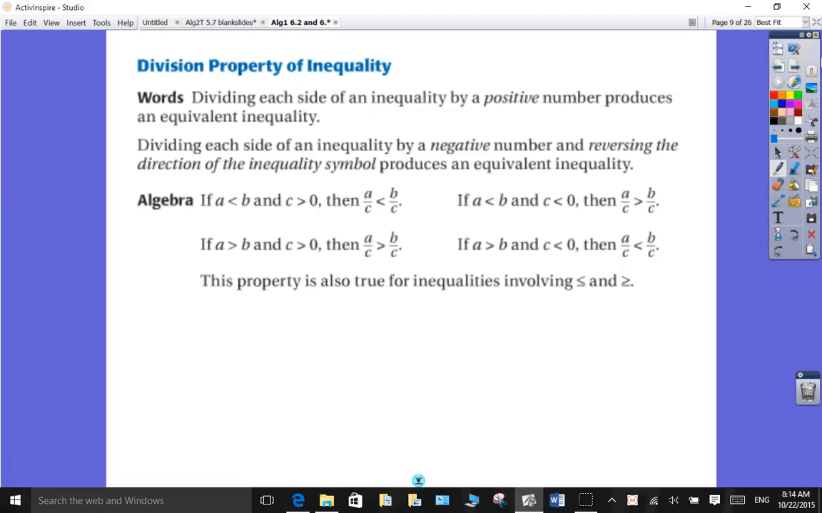So the division property works the same way, right? You can divide an inequality by the same thing, and you get an equivalent inequality. Just if you do it with a negative number, then you need to flip the inequality, right?